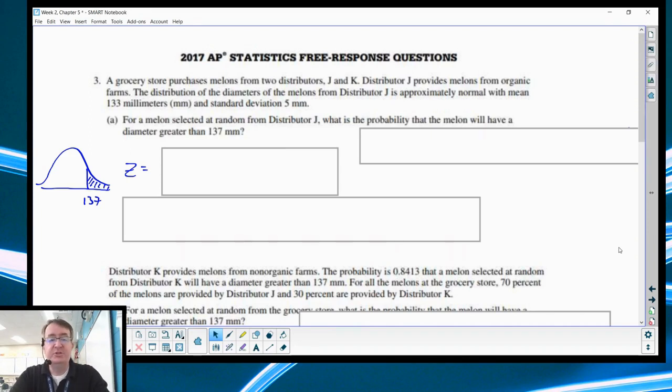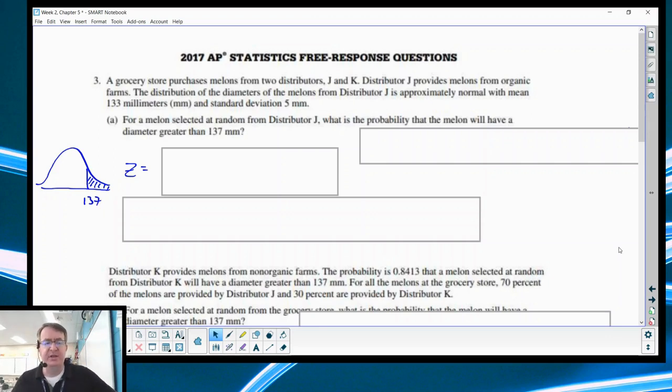So a grocery store purchases melons from two different distributors, J and K. Distributor J provides melons from organic farms. The distribution of the diameters of the melons from distributor J is approximately normal with a mean of 133 and a standard deviation of 5 millimeters. Automatically, in the back of my head, I'm thinking Z-score. I don't know what it's about, but we've got a normal distribution, so probably going to have to do a Z-score.